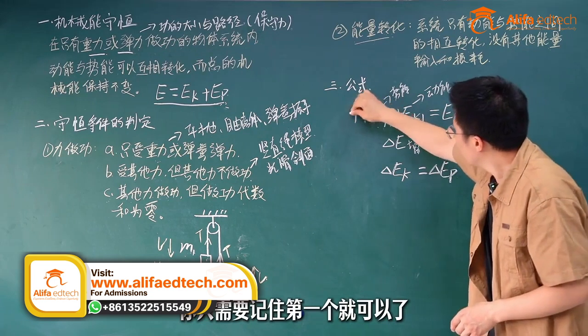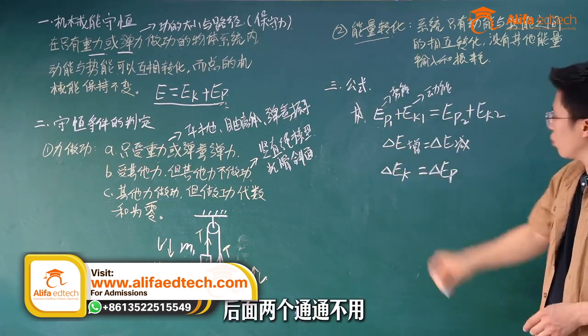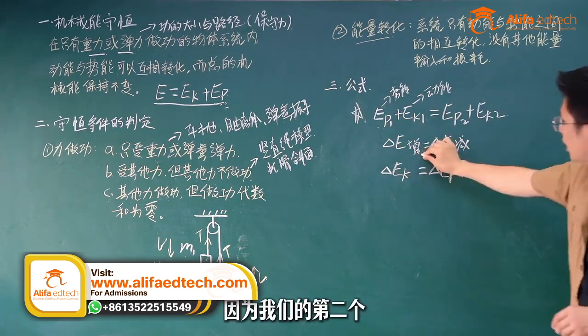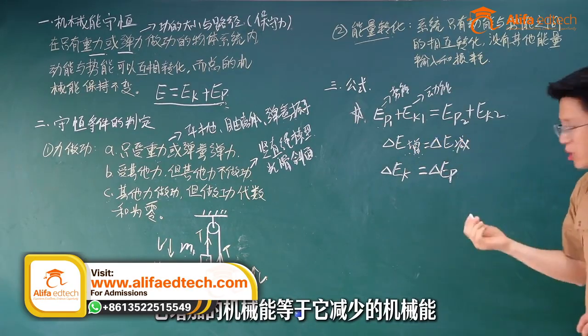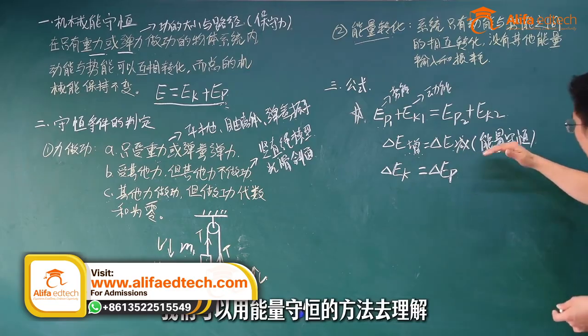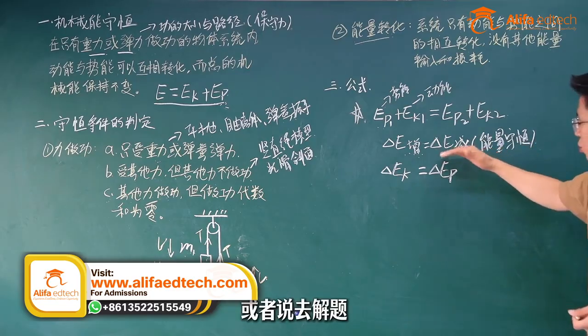But let me tell you, you only need to remember the first one. You don't need the other two at all. Why? Because for the second one, where the increase in mechanical energy within an object or system equals its decrease in mechanical energy, we can understand or solve problems using the principle of energy conservation.